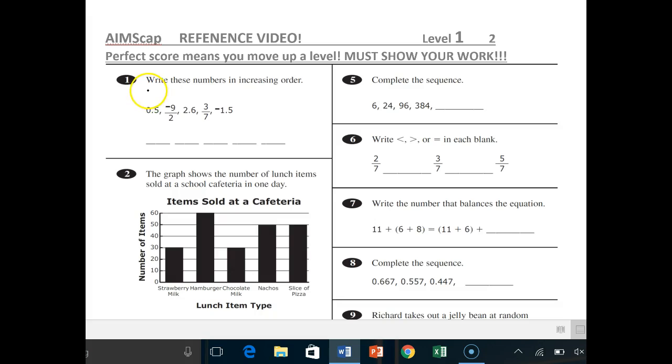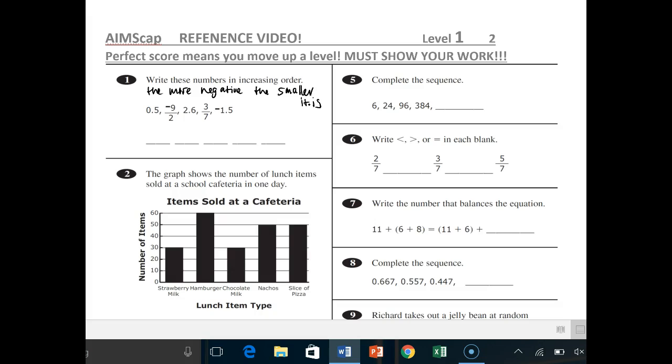Remember, the more negative something is, the smaller it is. So the more negative, the smaller it is. All right, so here we've got two negatives that we can take a look at.